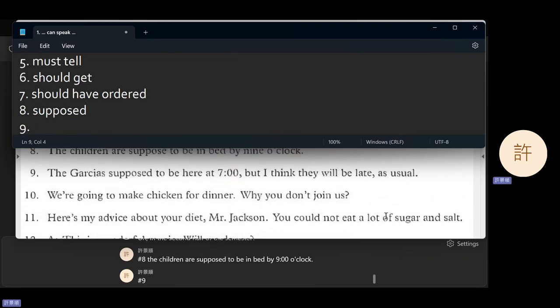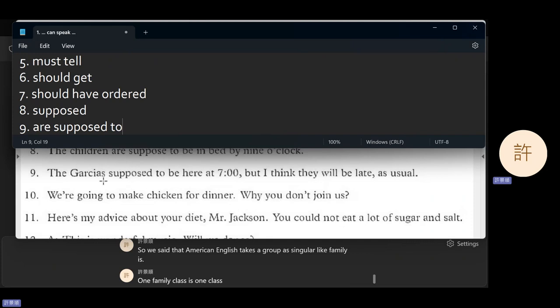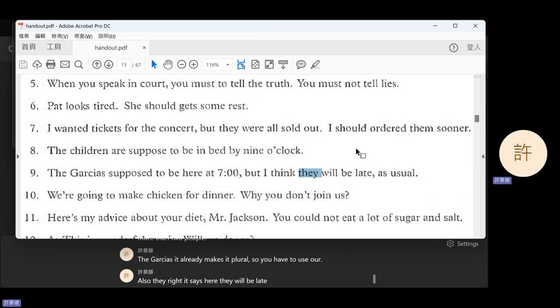Number nine, the Garcias, this is a Spanish name, Garcia. The Garcias, so the Garcia family are supposed to be here at 7. So we said that American English takes a group as singular, like family is one family, class is one class. But here, they already are two people or more than two people, the Garcias. It already makes it plural. So you have to use are. Also, they, right? It says here, they will be late. So it's plural.